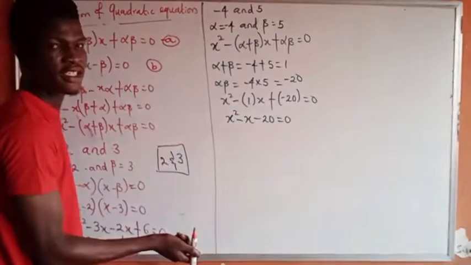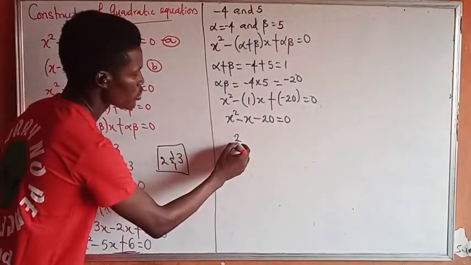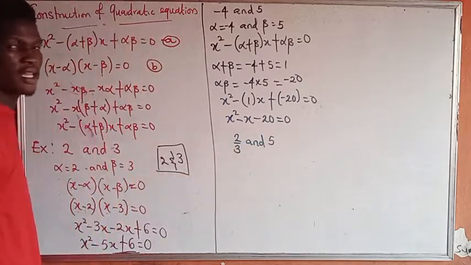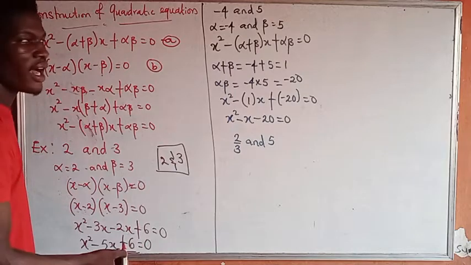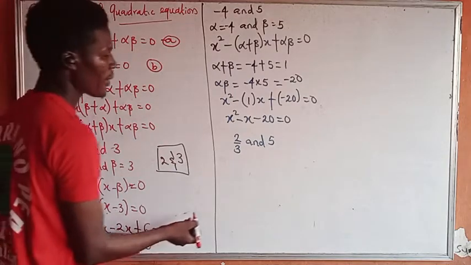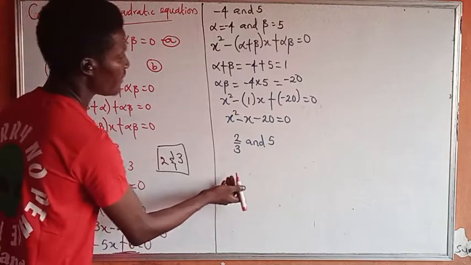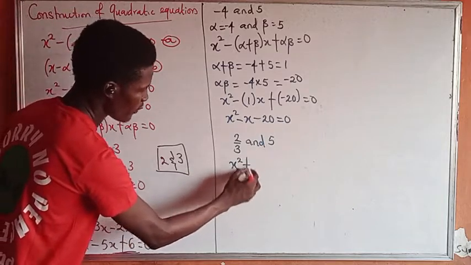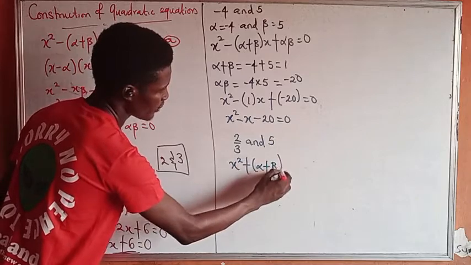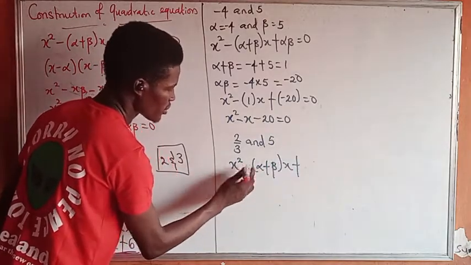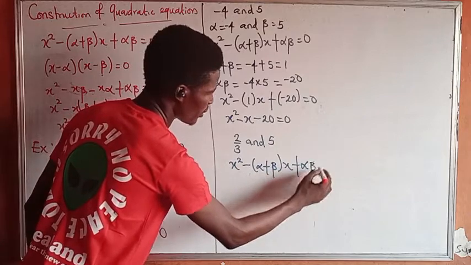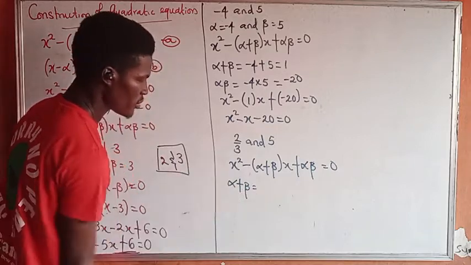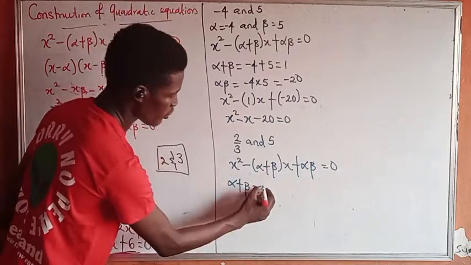Let's see another example. Let's say I have here 2 over 3 and 5. I want to construct an equation with 2 over 3 and 5. Do you get what I'm saying now? How am I going to construct with this? Very simple. The same thing we did before: x squared minus alpha plus beta x plus alpha beta equals 0. So let me do my alpha plus beta. You already know that your alpha is 2 over 3 and your beta is 5.